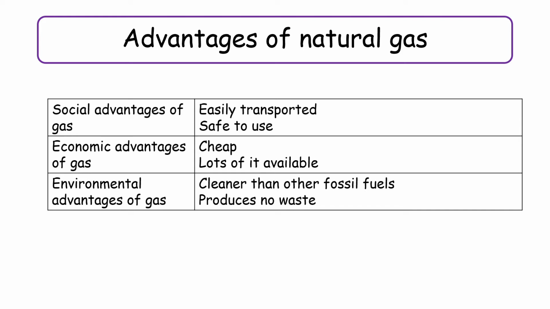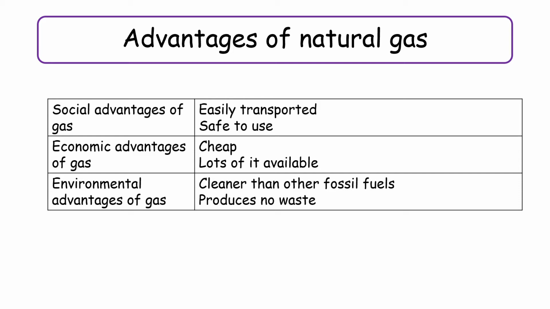I've got them on the board. We're going to look at advantages first, and as we always do in geography, we split those advantages into social, economic and environmental advantages. Now hopefully you'll know what I mean by social advantage: it's something that affects people. Economic always refers to money or wealth, and environmental is obviously the environment.